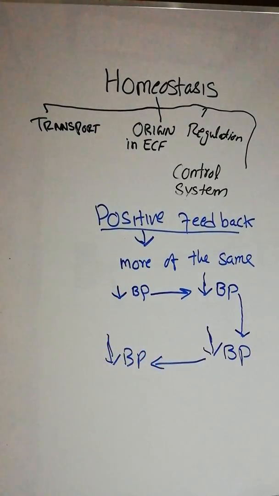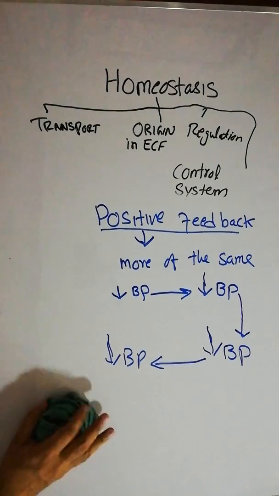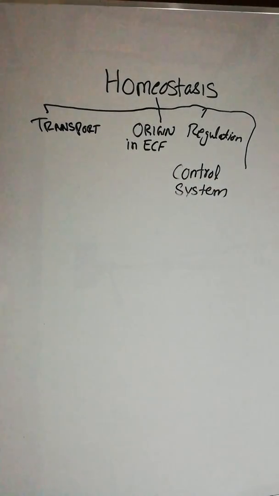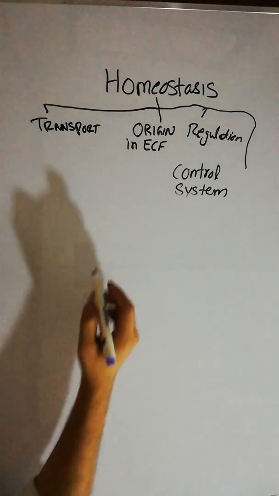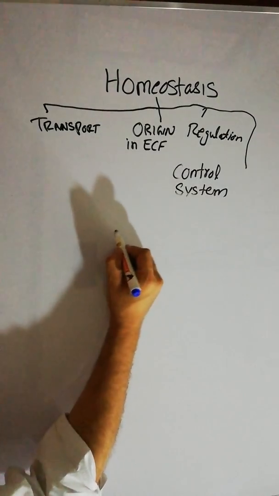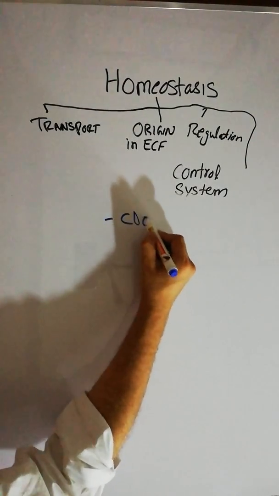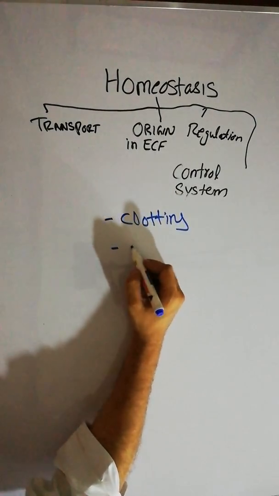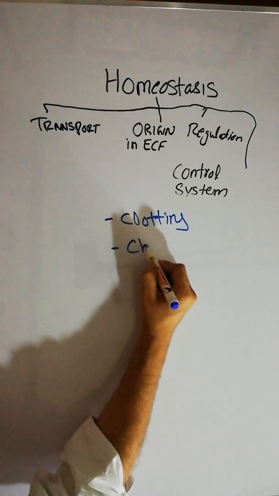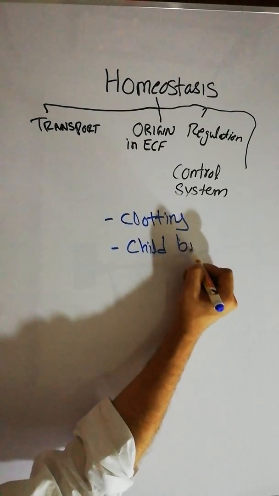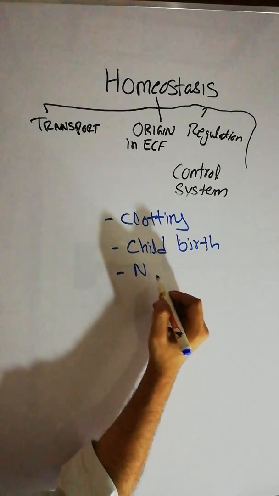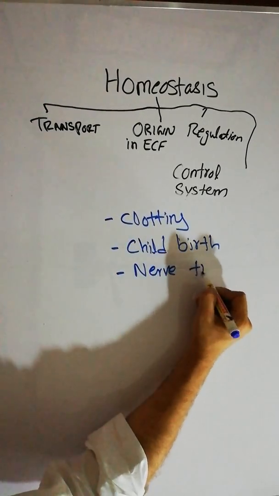But there are a few exceptions in which the positive feedback mechanism helps the human body as well. There are three main systems. One is clotting. The other is childbirth. And another is nerve transmission.